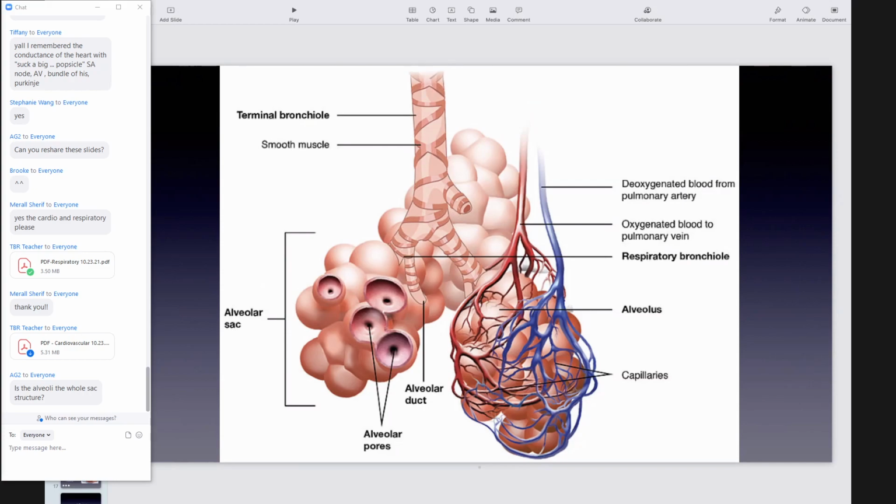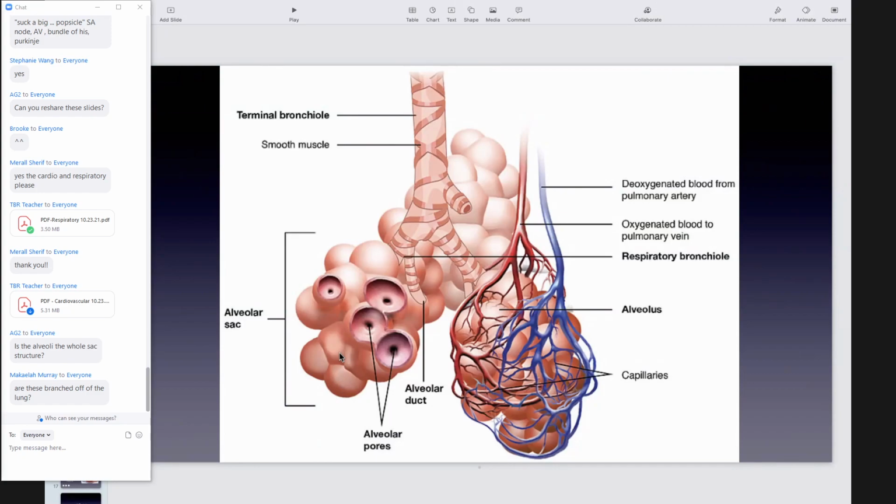The alveoli question, is it the whole sac structure? Yeah, so this whole thing is the alveolar sac. These are all different alveoli. The alveolar sac is all of the balls. Each one of the balls is an alveolus, and so plural, it's alveoli. Yep.